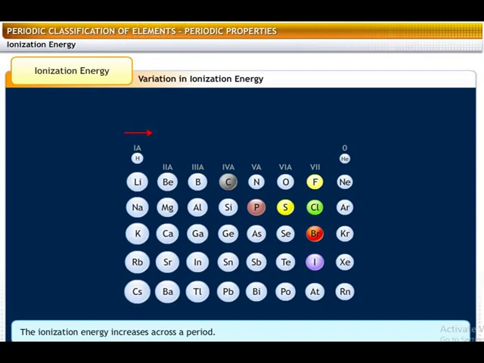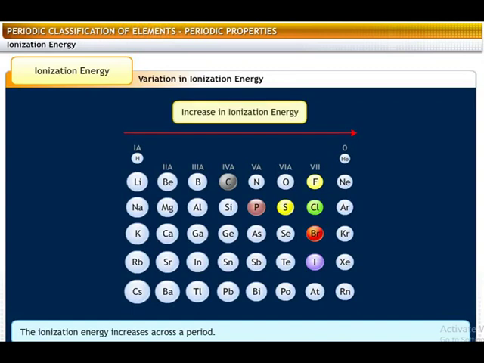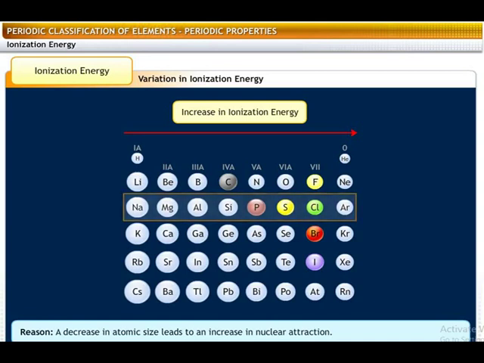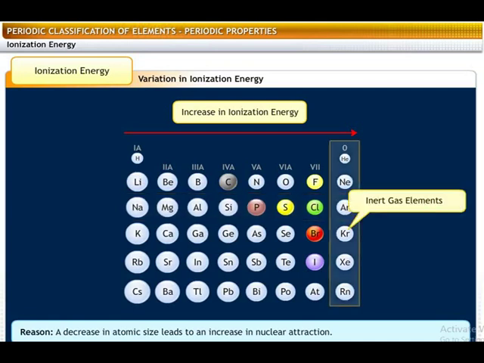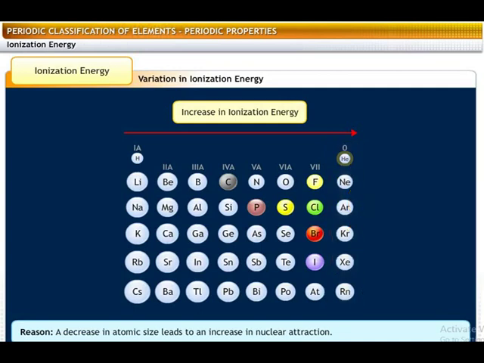Ionization energy increases as we move across a period from left to right. This is because the decrease in atomic size results in an increase in the nuclear attraction, thereby increasing the ionization energy. This is why inert gases possess the highest ionization energy. Helium has the highest ionization energy in the periodic table.